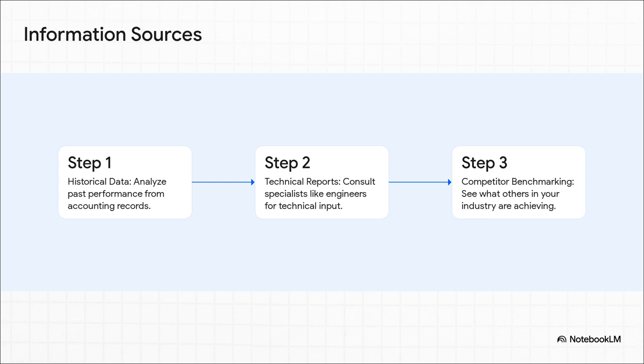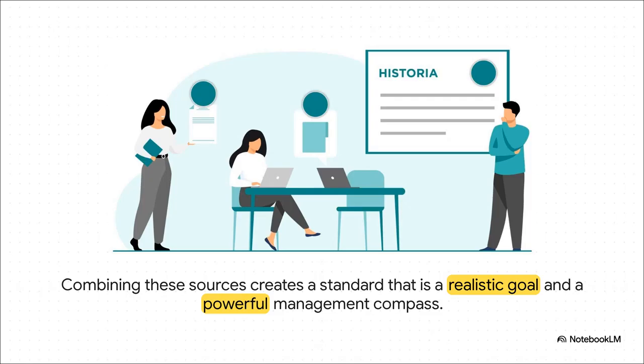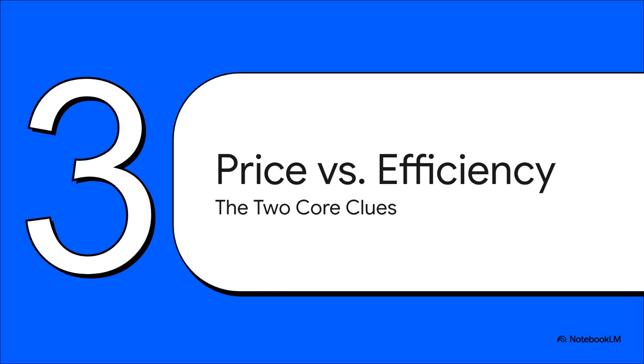So, second, you bring in the experts, engineers who can give you technical reports on what's physically possible. And third, you've got to look outside your own company by benchmarking against your competitors to see what they're up to. So when you blend all three, your own history, the technical possibilities, and what the competition is doing, you get a standard that's more than just a number. It becomes a true management compass. It gives you a goal that's both realistic enough to hit, but also challenging enough to push your team in the right direction.